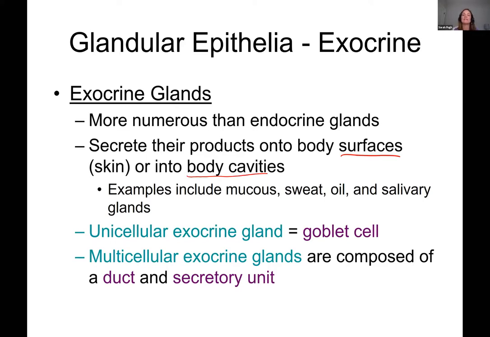So this would be things like mucus, sweat glands, oil glands, salivary glands. All of these are going out onto the surface of the body or an open cavity like your mouth or your nose. Now we have different kinds of exocrine glands.